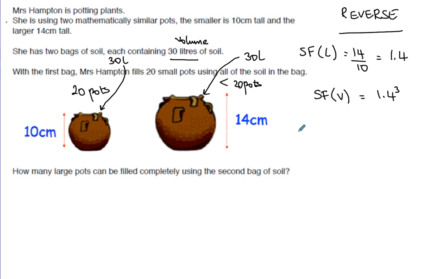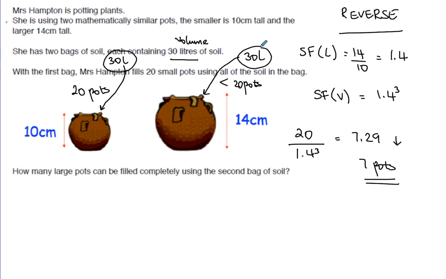In this case, can you see we're actually doing 20? Now, instead of multiplying by 1.4 cubed, we're actually dividing it by 1.4 cubed. Yeah? And you get 7.29. So, of course, you've got to round down. So she'll be able to fill 7 of these pots with the 30 liters of soil. Okay, so can you see this is a bit of a reverse situation? Yeah, all right, because the volume in each bag is constant.